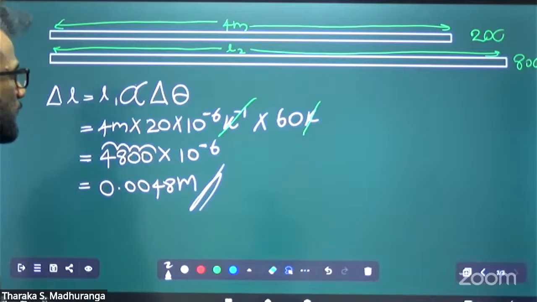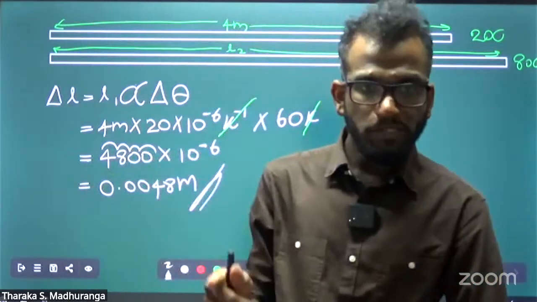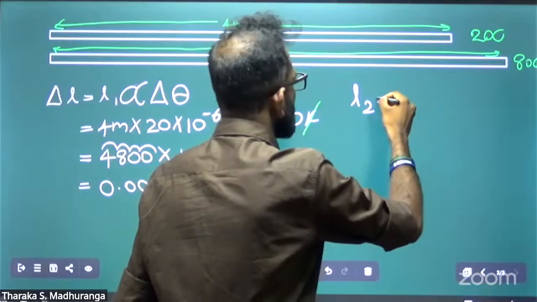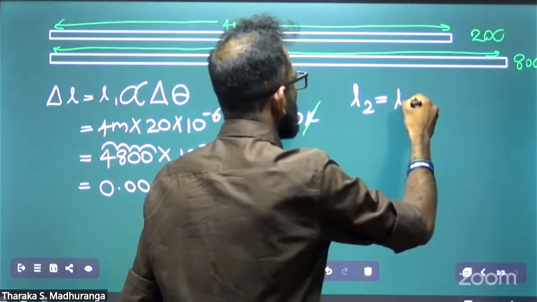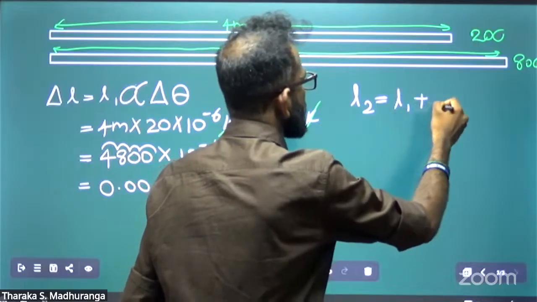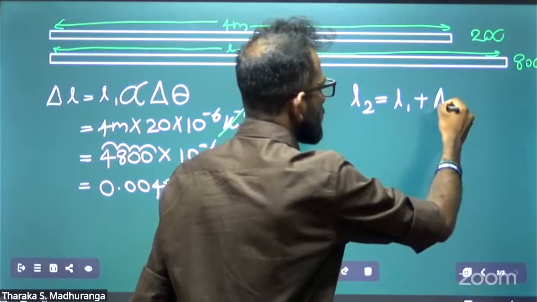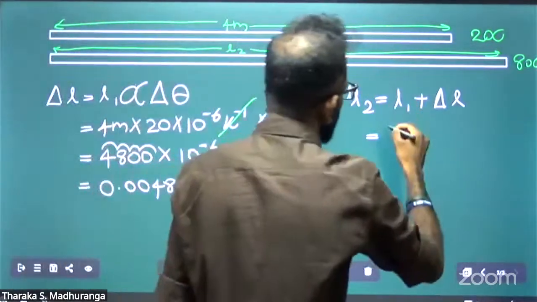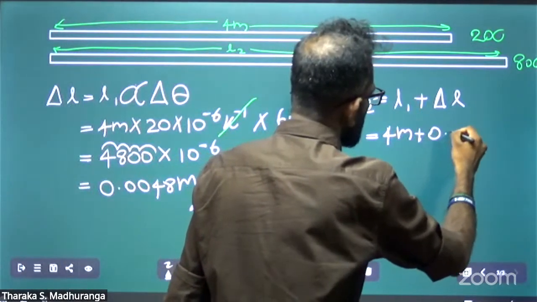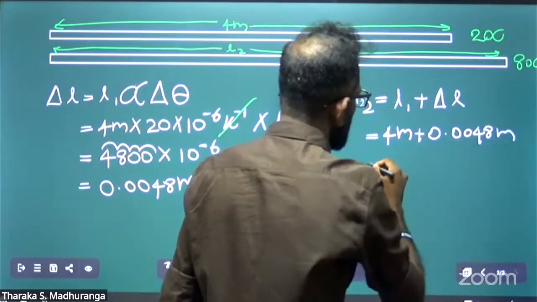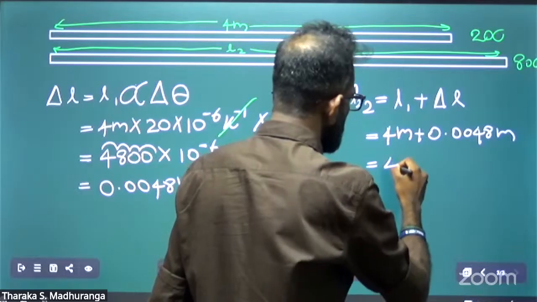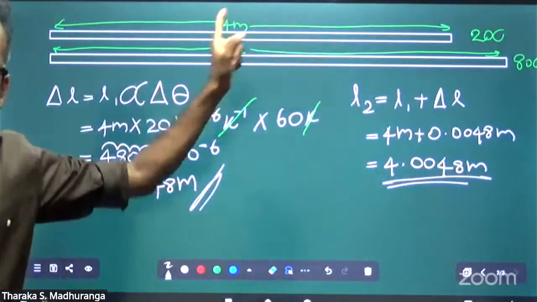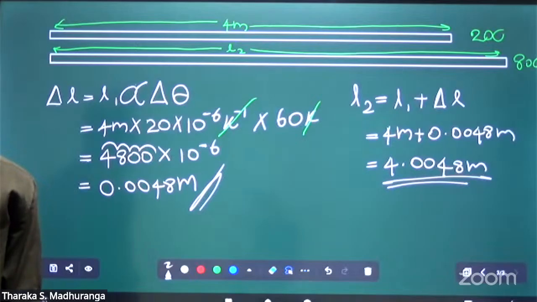0.0048 meter is the delta L, but the question is not asking for delta L, the question is asking for L2. Therefore L2 equals L1 plus delta L. The L1 you already know is 4 meters. 4 meters plus 0.0048 meters is 4.0048 meters. This is the length at 80 Celsius.